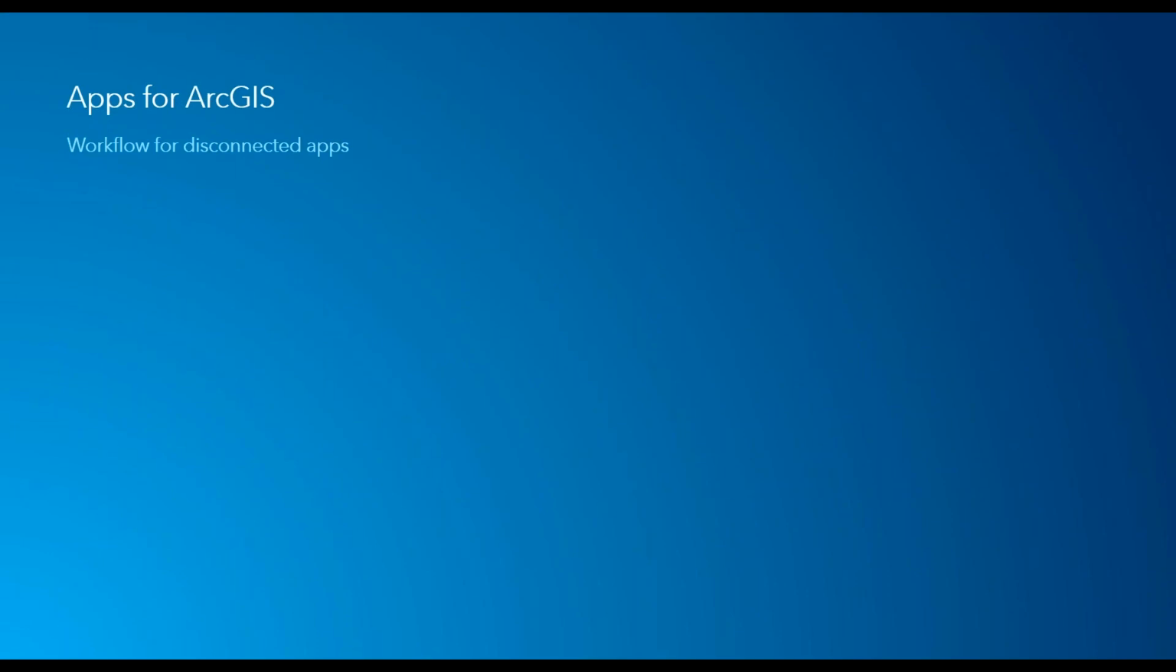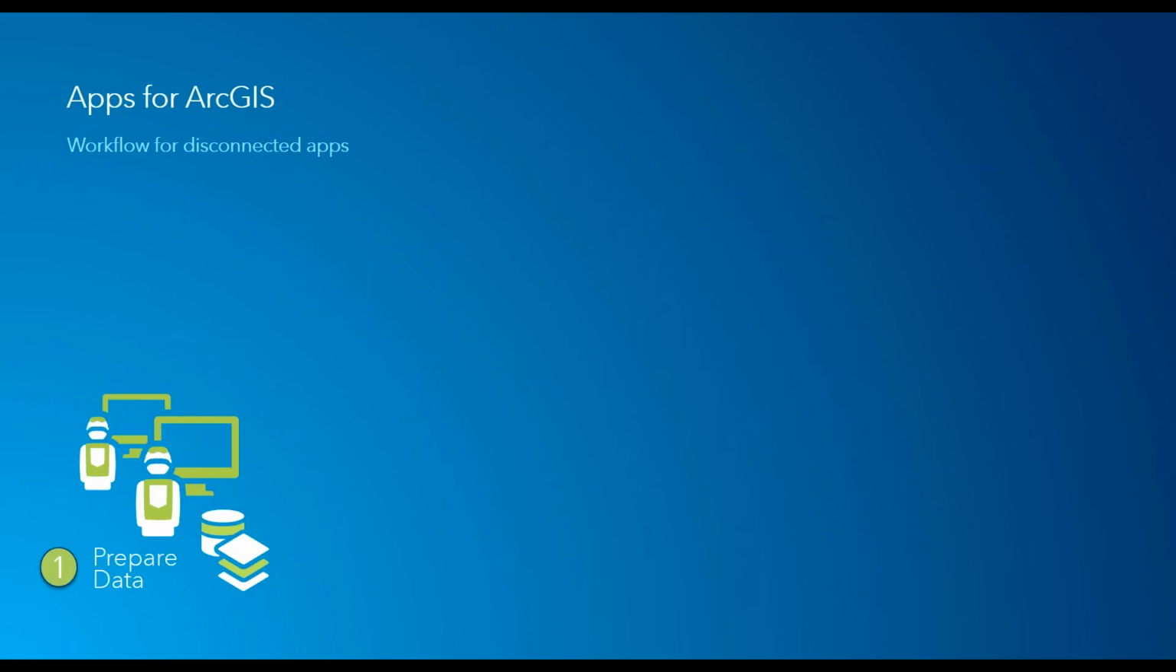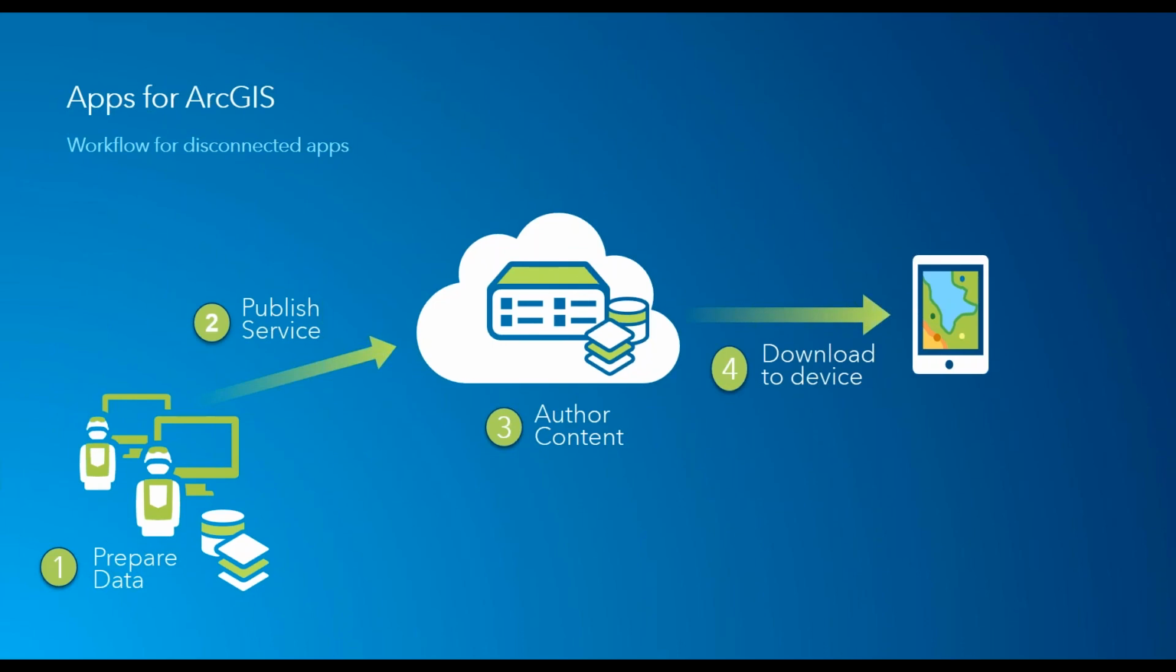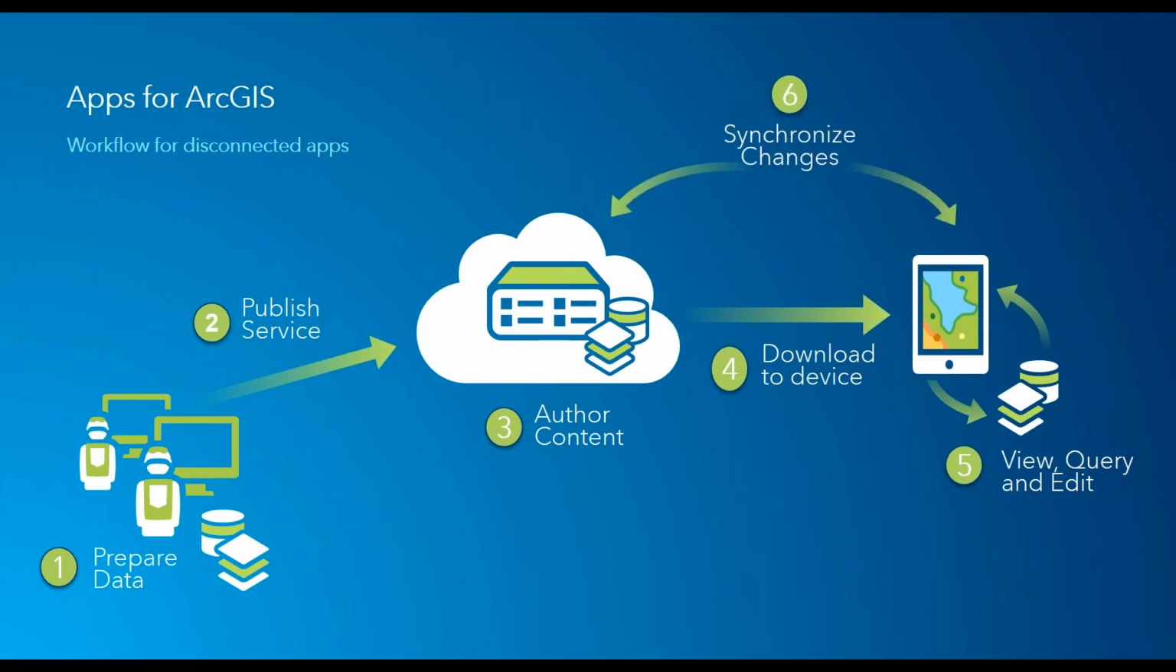In general, a typical workflow for mobile devices and apps working disconnected looks something like this. First, you must prepare your data. This includes basemaps and data referenced or copied to the server. Then publish a service. Make sure to enable edit, query, sync, and update. Author your content. Enable offline mode for web maps. Download to the device, where you can then view, query, and edit. Lastly, don't forget to synchronize your changes when you reestablish connectivity.